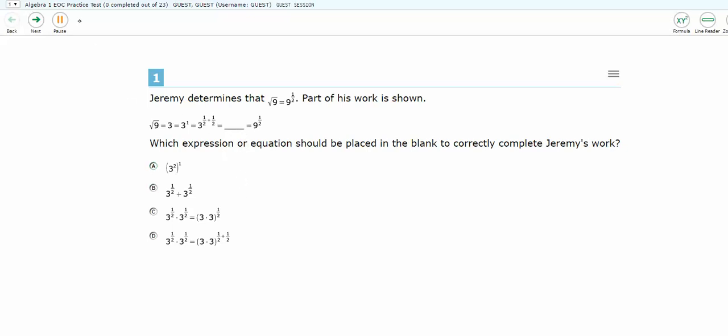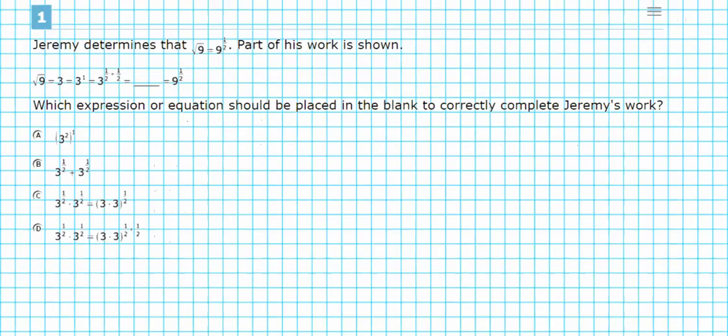Okay, so question number 1 reads, Jeremy determines that the square root of 9 is equal to 9 to the 1/2. Part of his work is shown. Square root of 3 equals 3, which is equal to 3 to the first power. And then 1 is 1/2 plus 1/2. And then this equals blank, and that equals 9 to the 1/2. Question: which expression or equation should be replaced in the blank to correctly complete Jeremy's work?